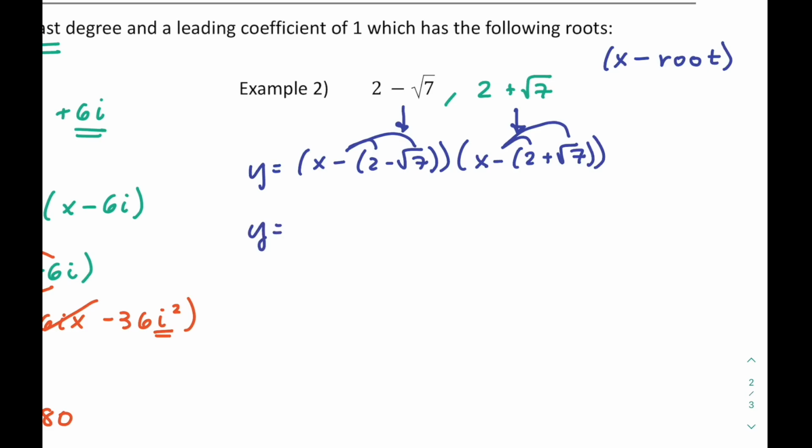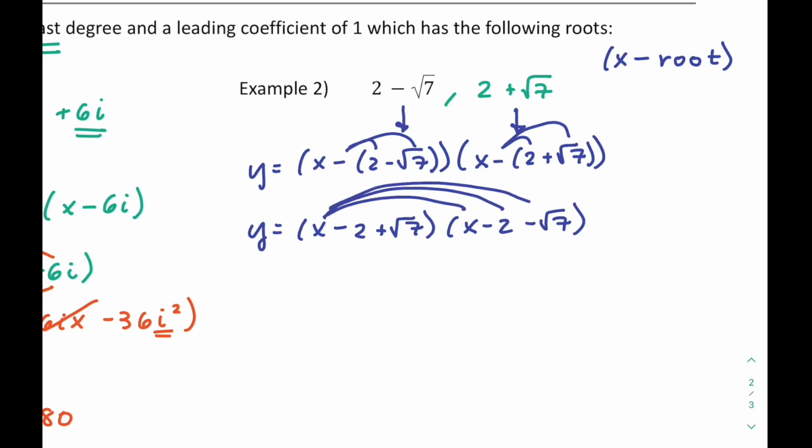Again, once I have subtracted that binomial in each factor, I end up with x minus 2 plus square root of 7, x minus 2 minus square root of 7. Now I can completely FOIL it out. They do each have 3 components, so that's going to be a little bit messy. But again, in the end, since we're multiplying conjugates, they end up being so much nicer.